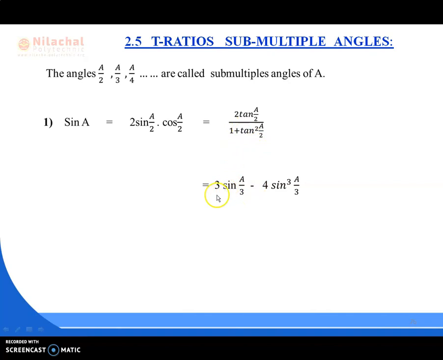So let's see what we get now. This is another formula also. If the sin 3A formula is what? 3 sin A minus 4 sin cube A. If we write sin A, meaning divided by 3, then what should be done here? 3 sin A by 3 minus 4 sin cube A by 3.